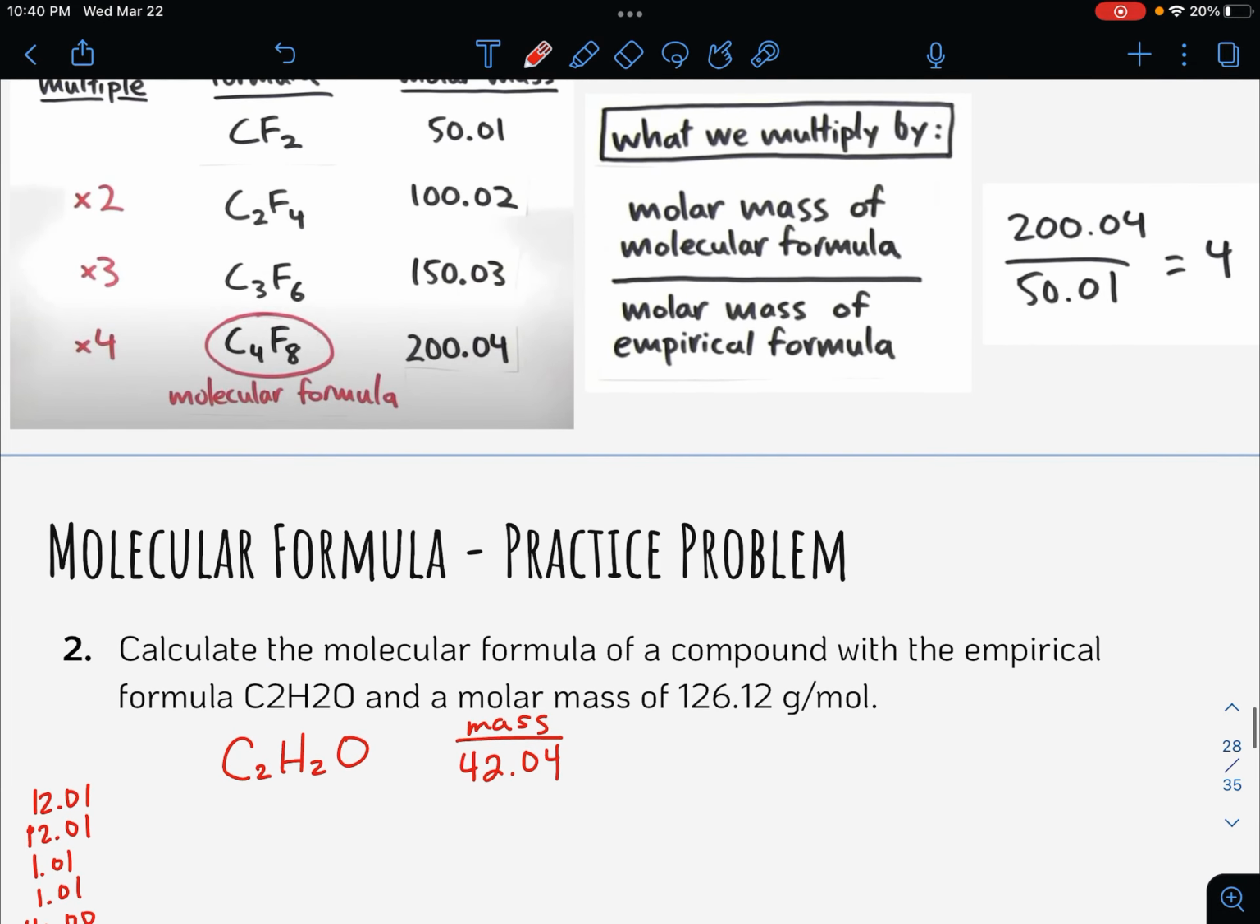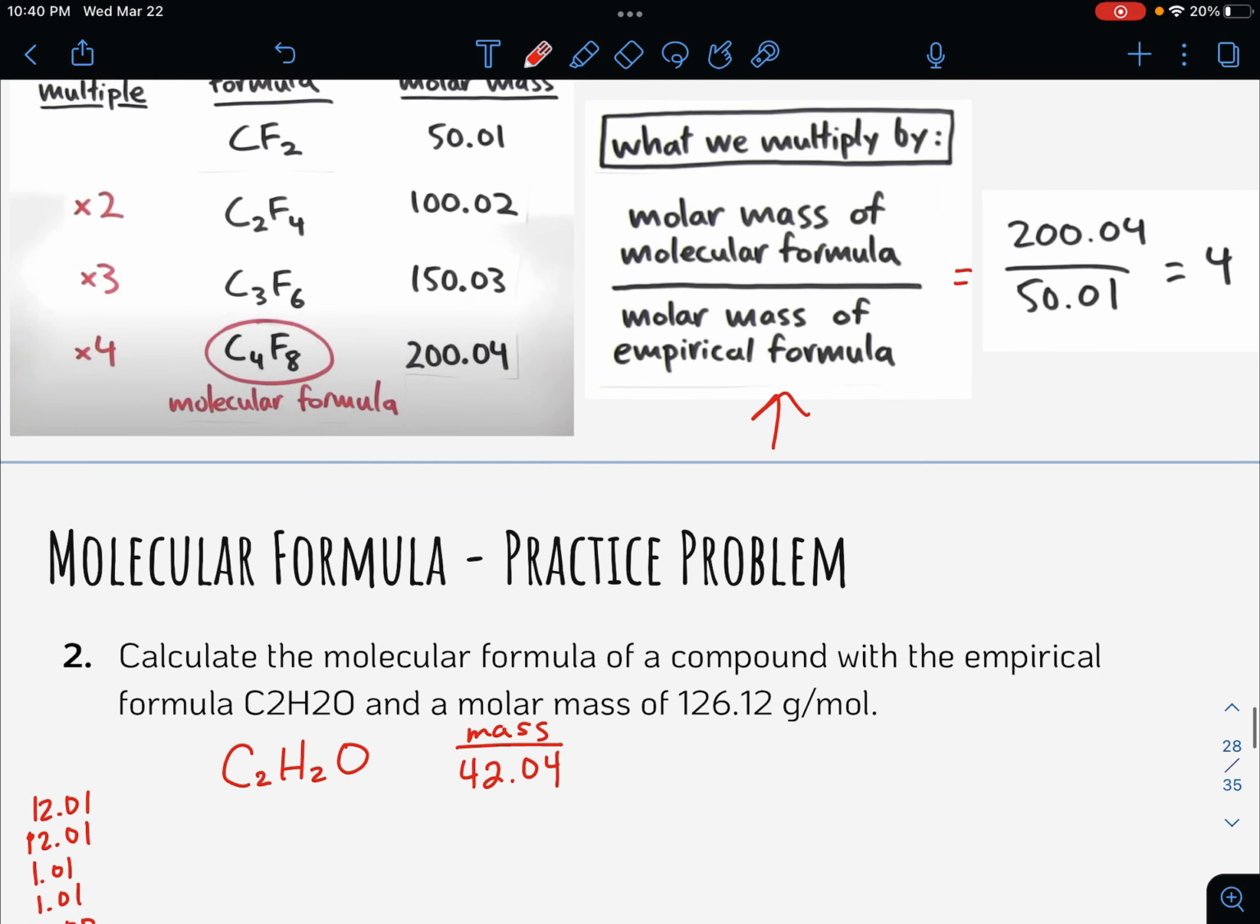On your notes, you have this little formula. I'll scroll down right here. This tells you what to divide by. Just like in the previous example, we had to write everything out, and we finally figured out that we needed to multiply everything by 4 in order to get that 200.